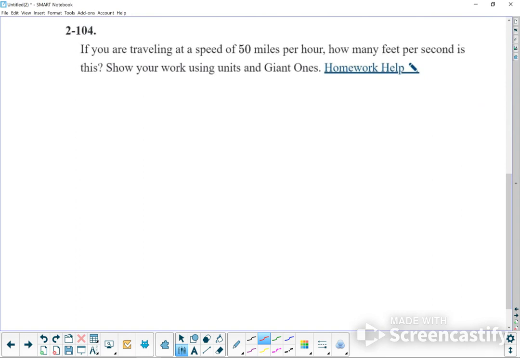If you're traveling at a speed of 50 miles per hour, so I'm going to write that down. 50 miles, and that means 50 miles in 1 hour. Okay. How many feet per second is this? Right. So we can do something like a little quick conversion. So how many feet per second is this? So let's convert the miles to seconds, right? Or excuse me, the hours to seconds, right?